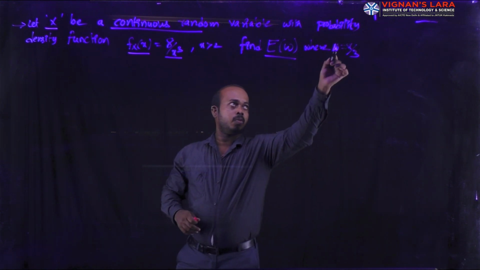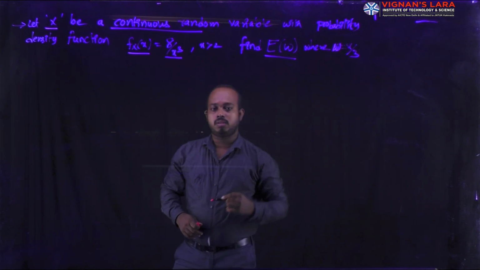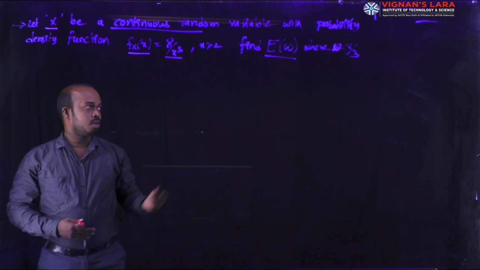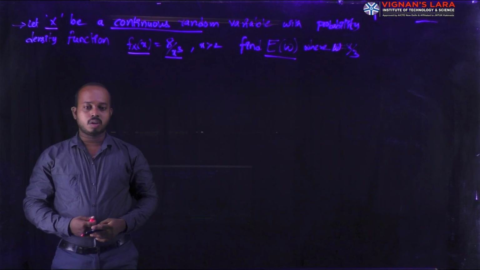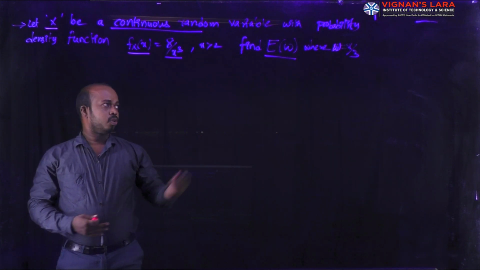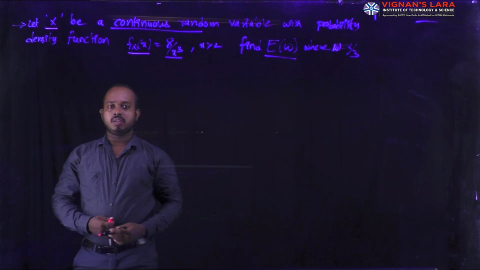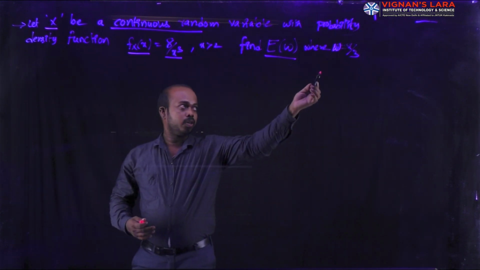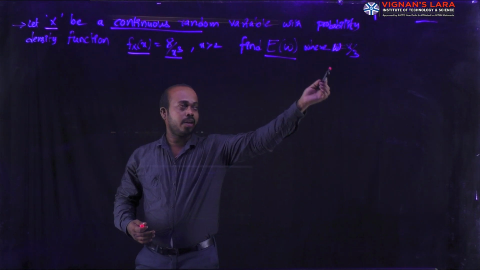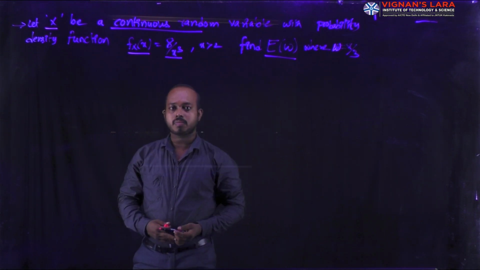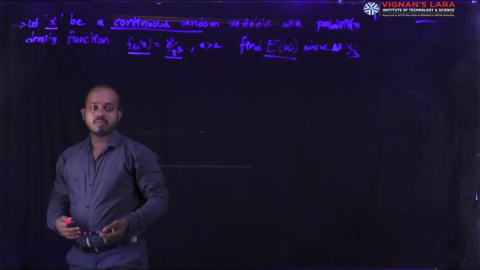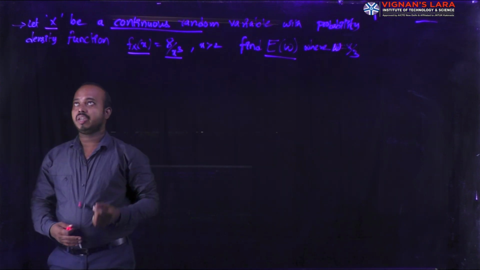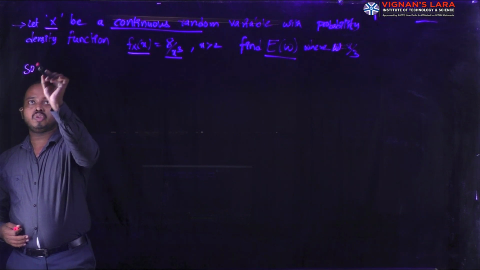Here the quantity W is X by 3. What he is asking is the expectation of W. Before going to that, we need to find the expectation value of X. Why? We have the W function, but W is given in terms of X. That's why I am first finding the expectation value of X.